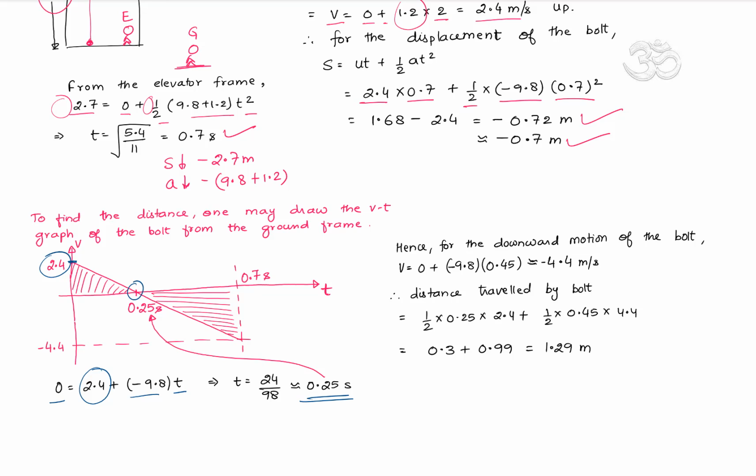But the total time for which the bolt moves independent of the elevator car is 0.7 seconds. So the remaining time is 0.45 seconds. How much will be the velocity gained by the bolt in this amount of time? V is equal to u plus at, minus 4.4 meter per second. So this point should be minus 4.4. Now in order to find out the distance traveled by the bolt, we simply have to find these two shaded areas at their magnitudes. So distance traveled by the bolt will be half into base into height plus half into base into height. Totally 1.29 meter.